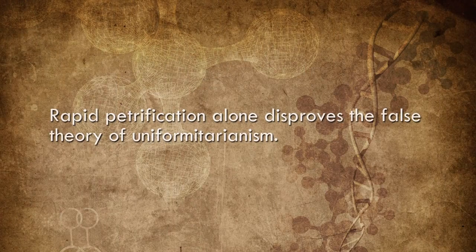Granted, the implication of the catastrophic approach to interpreting geology is that there's no way to get an accurate reading of the age of anything very old except through divine revelation. But so be it. If that's where the evidence leads, that's where it leads, and it would be unreasonable to accept any other option not in line with the evidence. The bottom line is that rapid petrification alone disproves the false theory of uniformitarianism. And many other examples could be given to illustrate that uniformitarianism is an unreasonable assumption.